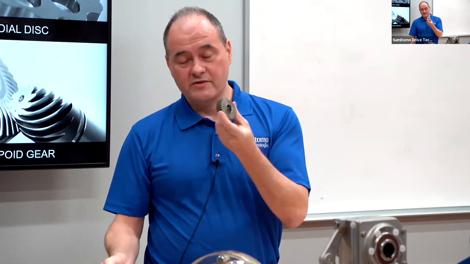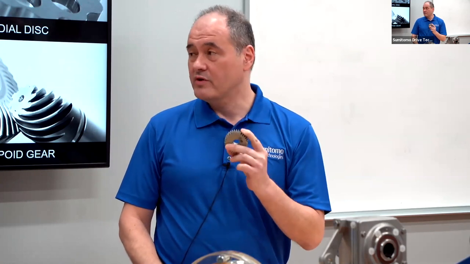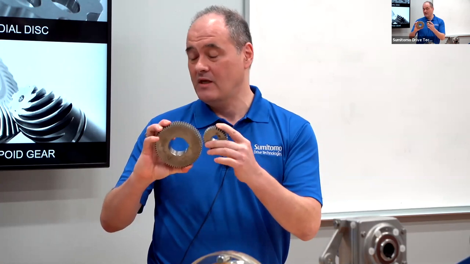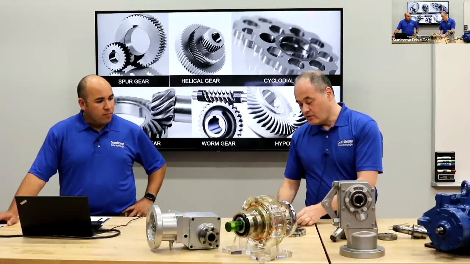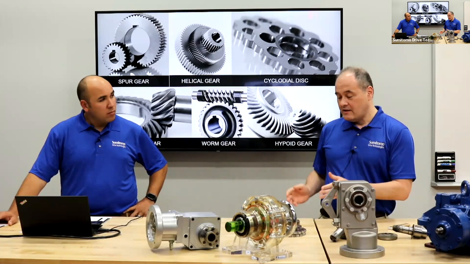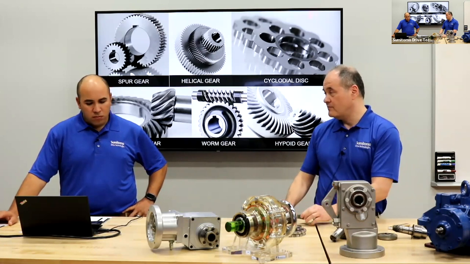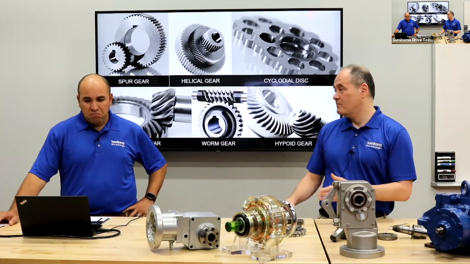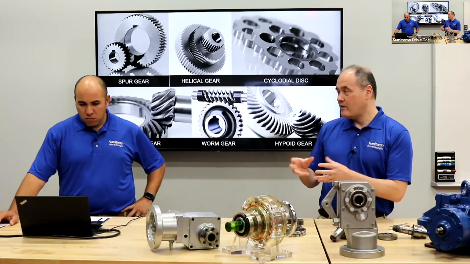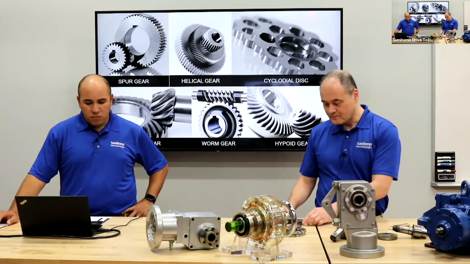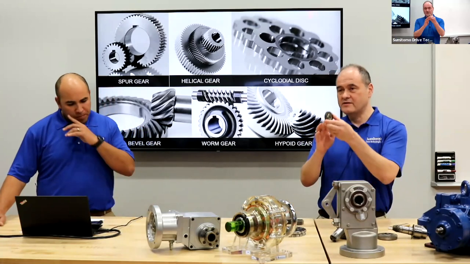Spur gears have the advantage of being very inexpensive to manufacture, very easy to make, and they're extremely efficient. Per gear stage, they're like 98 to 99% efficient. Efficiency is a measure of how much lost power you have. So if you put 10 horsepower into your system and you get 9.9 horsepower out, then you're 99% efficient. The lost power shows up as heat, and we'll talk about heat a little bit later in an upcoming section.